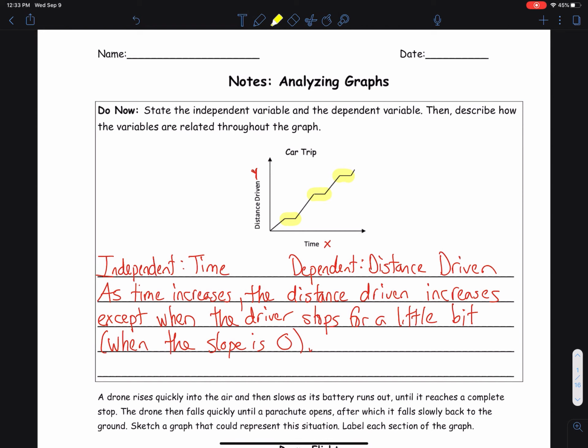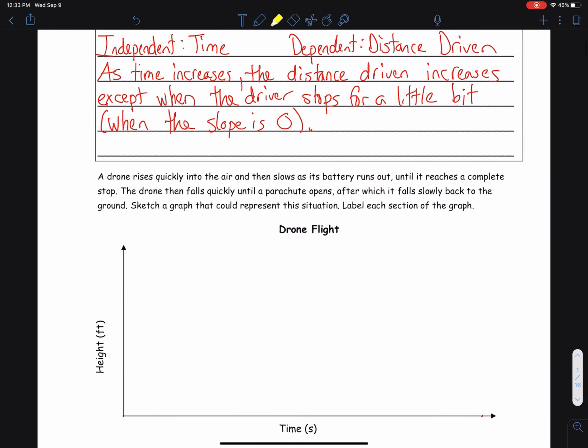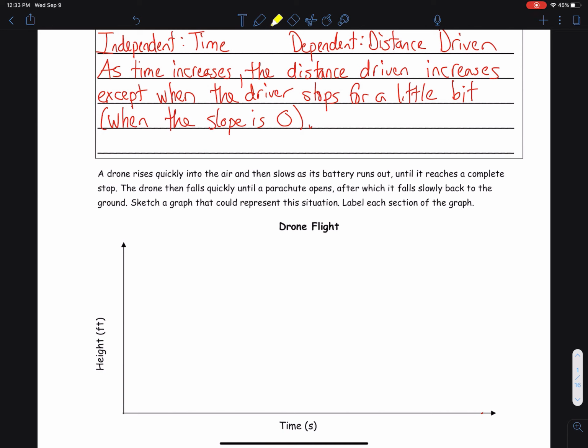So that's the do now. Let's look at the next question. I want you guys to take a second to read this. I want you guys to draw a graph that would represent every single part of this drone's flight here. So read the description, pause the video, take 2 to 4 minutes, and play it once you're done.